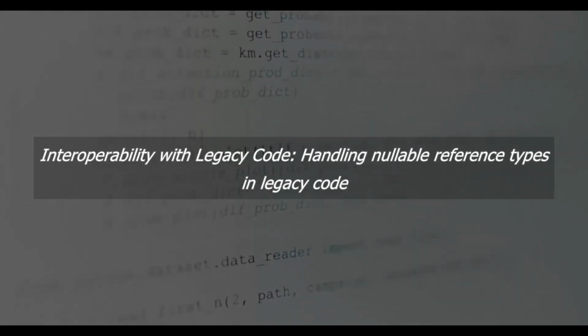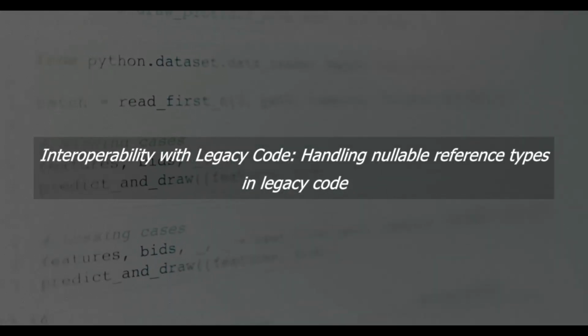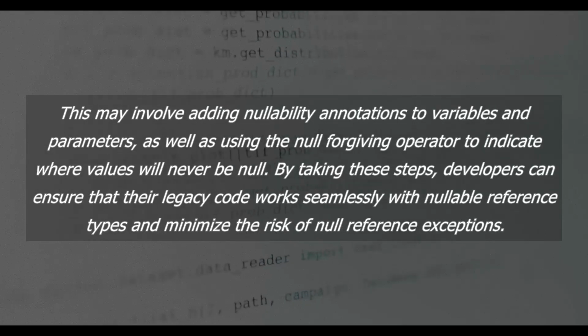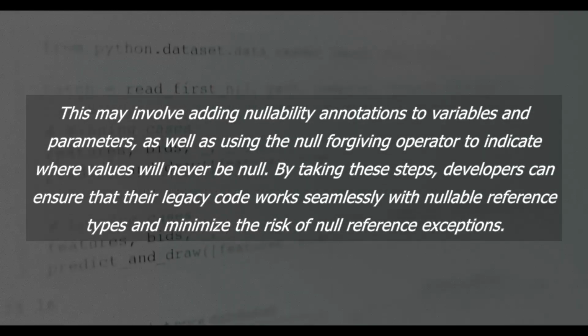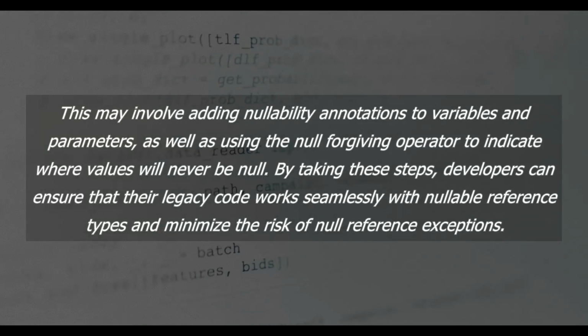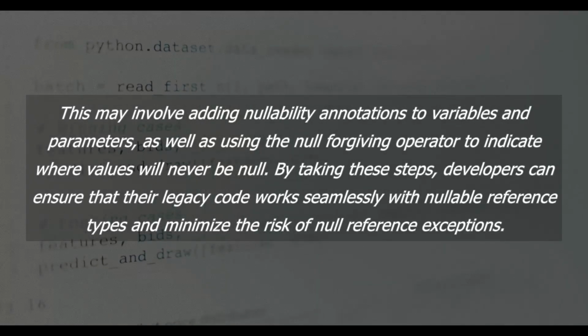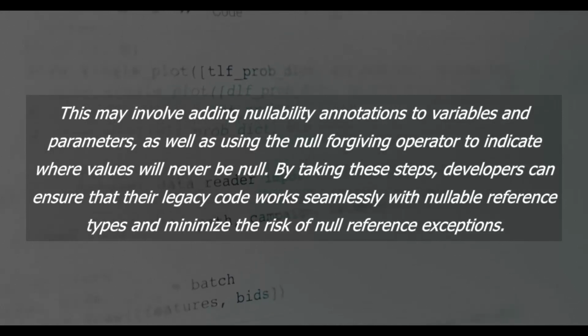Interoperability with legacy code. Handling nullable reference types in legacy code. One of the challenges developers face when migrating to nullable reference types in a .NET 8 project is dealing with legacy code that was not designed with nullability in mind. In such cases, it is essential to update the code to handle null values appropriately and enable nullable reference types where possible. This may involve adding nullability annotations to variables and parameters, as well as using the null forgiving operator to indicate where values will never be null. By taking these steps, developers can ensure that their legacy code works seamlessly with nullable reference types and minimize the risk of null reference exceptions.